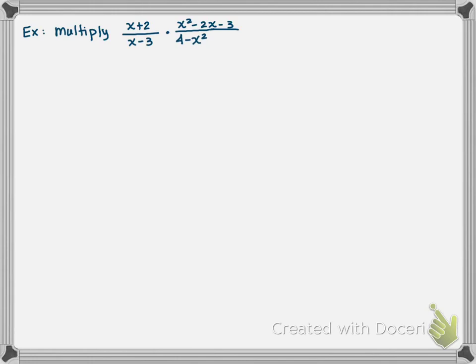So just like before, if there's addition or subtraction in our numerator or denominator, we're going to put the whole thing in parentheses. And so then I can write this as a single fraction just by smushing my factors together. So this is x plus 2 times x squared minus 2x minus 3 over x minus 3 times 4 minus x squared.